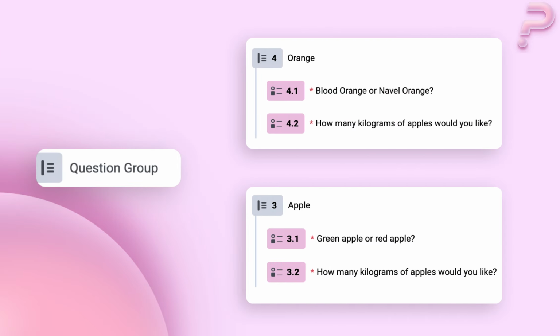Now, we want to show a different set of follow-up questions depending on which fruits were selected. To do that, we create a separate question group for each fruit and place the relevant questions inside each group.